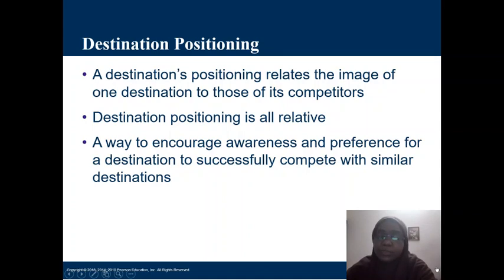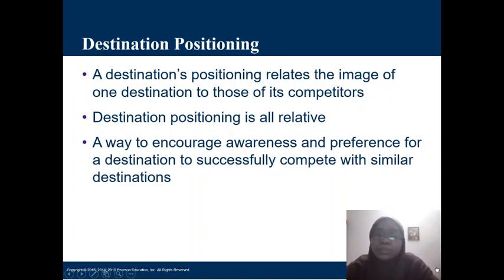Next is destination positioning. All right, we've discussed destination image just now. So we also want to discuss destination positioning. A destination's positioning relates the image of one destination to those of its competitors. The first one is the image, and this is just your own impression, the tourist impression about the destination. In terms of positioning, you want to see the image of a particular destination in comparison to other destinations, and that is about the competitors.